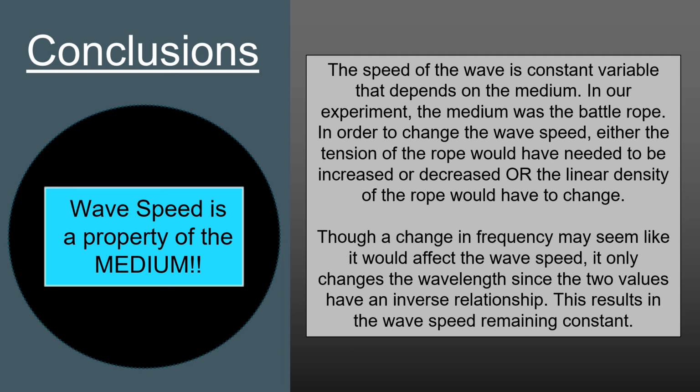So as we could see earlier with our calculations, the slight difference in the tension of the rope when we were calculating a lower frequency versus a higher frequency is what resulted in that slightly different velocity that we established. Though it may seem like a change in frequency would affect the wave speed, it actually only changes the wavelength since the two values have an inverse relationship, so the wave speed is going to remain constant.